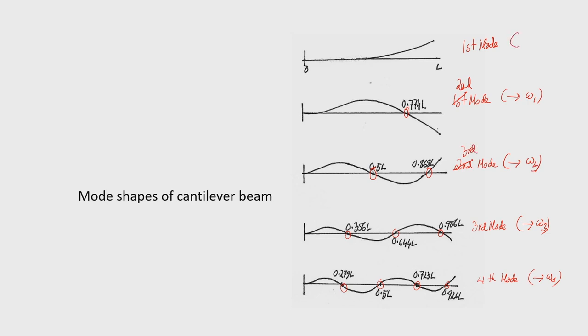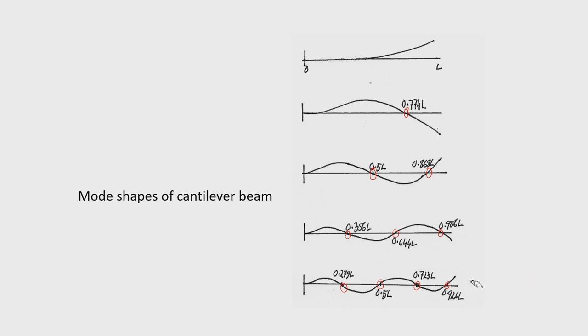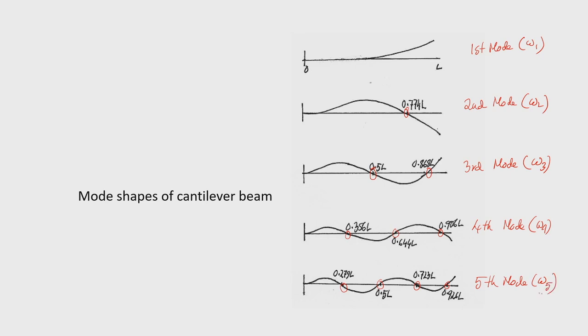This corresponds to omega 1. I am writing again. So the first mode is the bending mode of the cantilever, that is well known to you. That is the first mode, omega 1, that is the second mode, omega 2, that is the third mode, omega 3, and this is the fourth mode, omega 4, and this is the fifth mode. Earlier there was some counting mistake, so now I am correcting this. So this is up to the fifth mode.